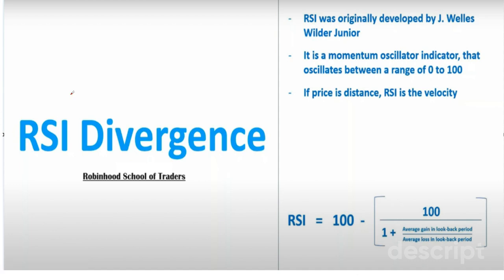Before that, let me brush up on RSI. I'm sure you all know RSI. Just for a quick recap, RSI is nothing but Relative Strength Index. It was developed by J. Welles Wilder and it is an oscillator. In layman's language, it is a momentum oscillator that oscillates between 0 and 100, and if price is the distance, RSI is the velocity.